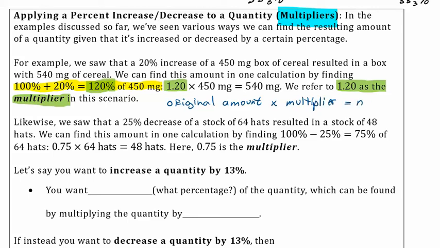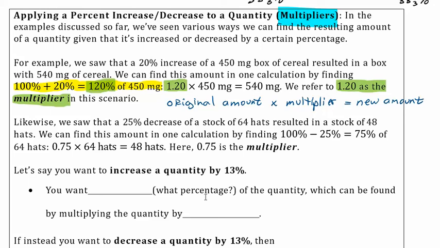And that's going to tell us the new amount. And this will work for a percent increase or a percent decrease. We're going to look at a decrease here in a minute. So that's what we did. We took the original amount, which was the 450, and we multiplied it by the multiplier of 1.2, and we're given the new amount of cereal, the 540.